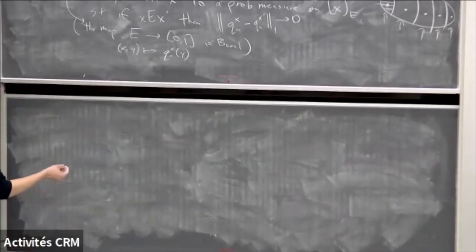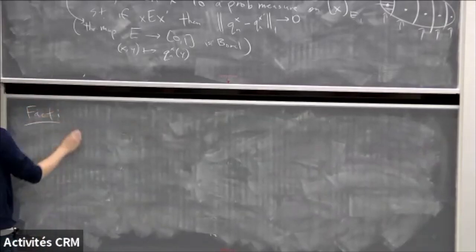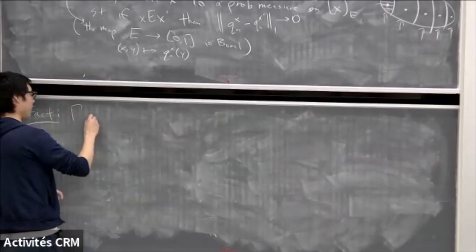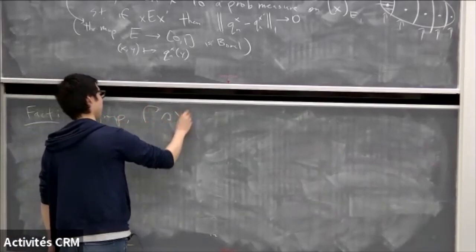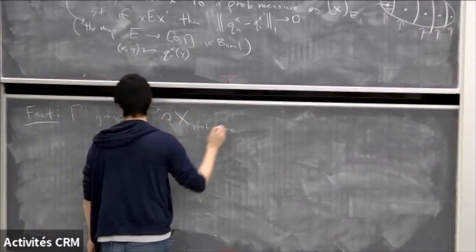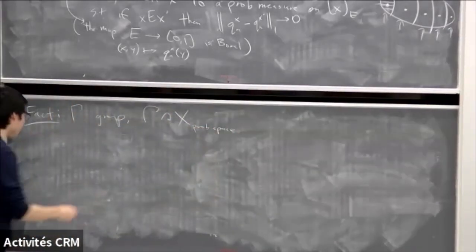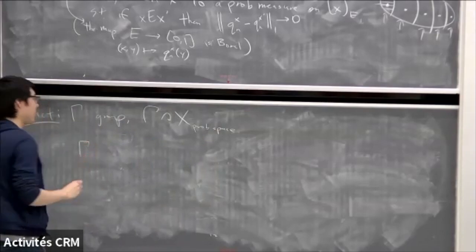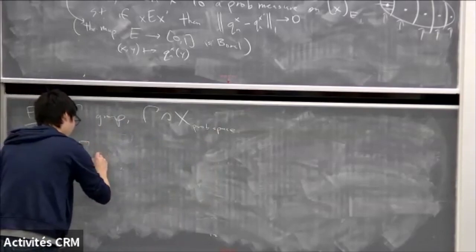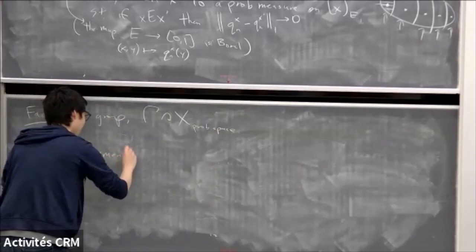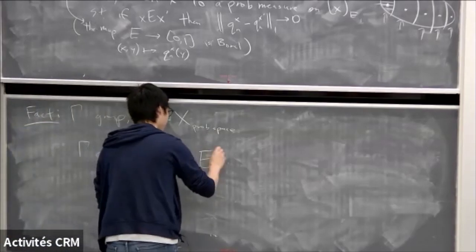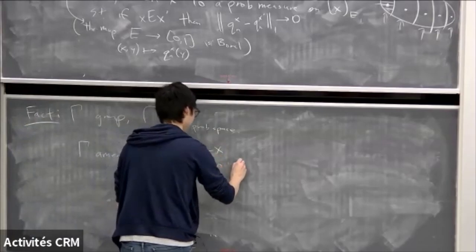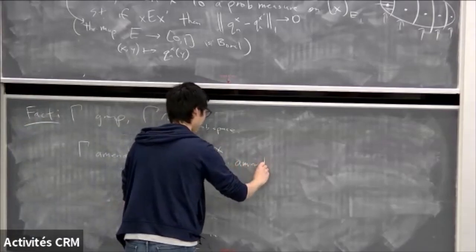So okay, here's a fact. Let's say gamma is a group, and you fix an action on a probability space. Then the following are equivalent. Let's say gamma is amenable. Then this equivalence relation is amenable. And maybe this is an exercise.